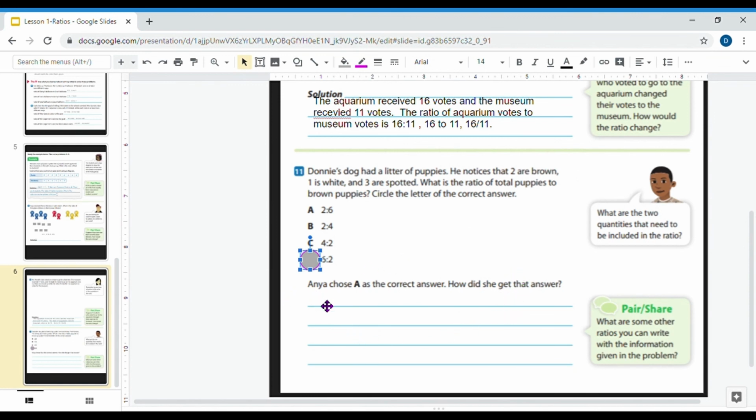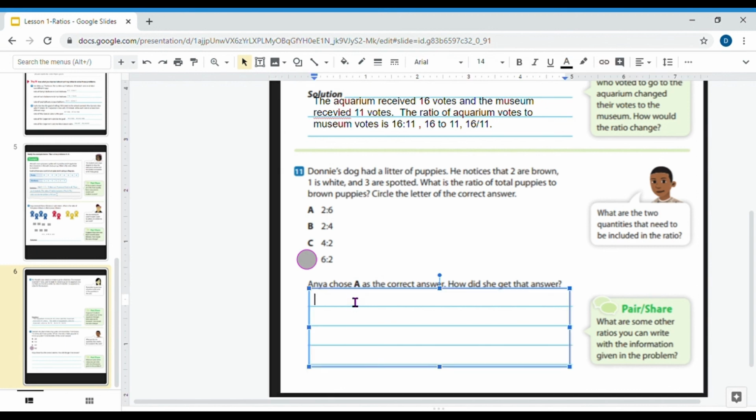And then somebody wrote, this is kind of like the puzzled penguin from 5th grade. Anya chose A as the correct answer. How did she get the answer? So this is a common misconception answer. Anya chose 2 to 6. Why do you think Anya got the wrong answer? What did she do incorrectly? She has the 2 right numbers, but she put them in the incorrect order. So she did everything right. She added up all the puppies to get 6 total. But she compared the brown puppies first when the total puppies was supposed to be first.